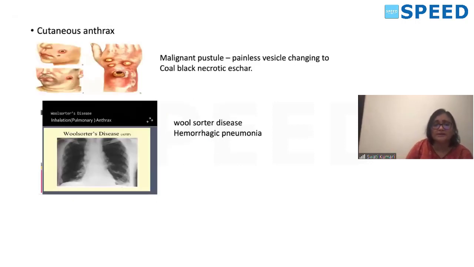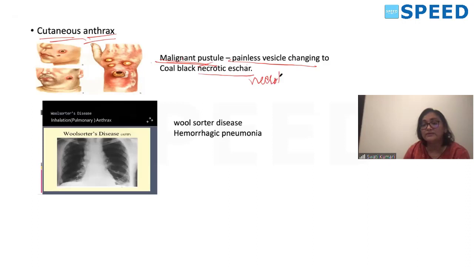Okay, so how does cutaneous anthrax look? You have questions on these. What is a malignant pustule? You can get a picture of this, and it's asked, what is this? It is a malignant pustule. A similar kind of picture you get. It's a painless vesicle which changes to a black necrotic eschar.